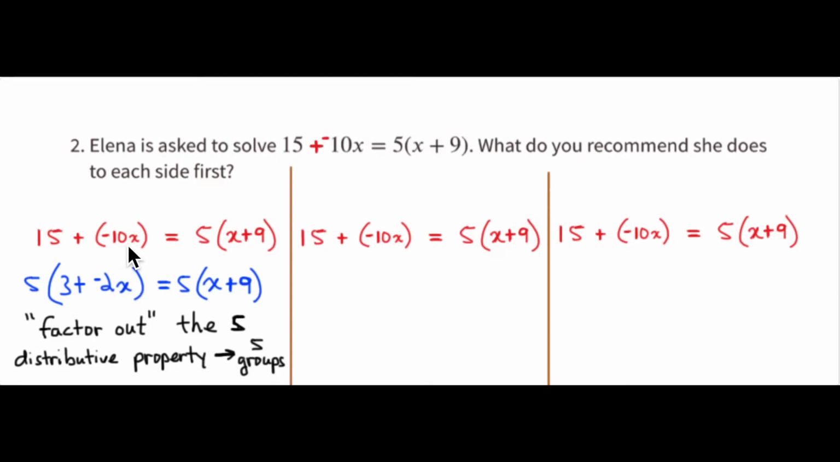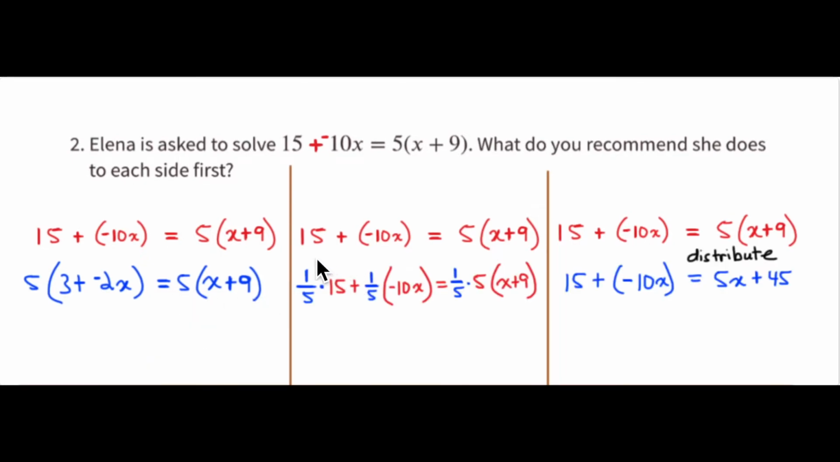And 1/5 of a negative 10x is a negative 2x. So now I have 5 groups of 3 plus a negative 2x and 5 groups of x plus 9. That means that 3 plus negative 2x has to equal x plus 9.